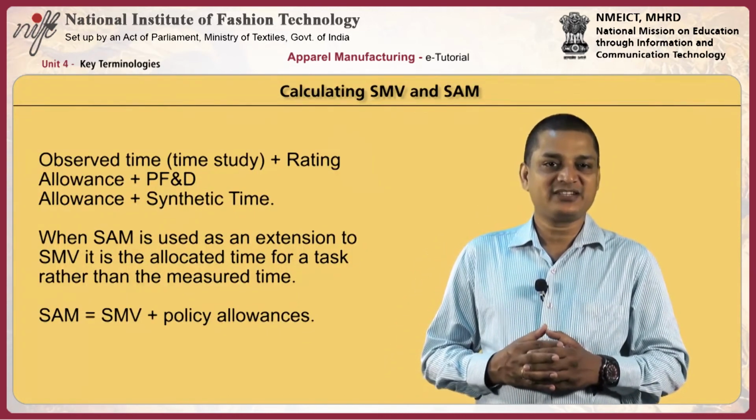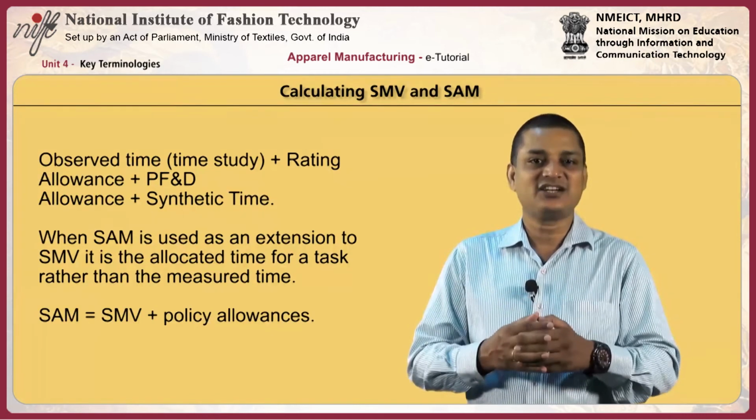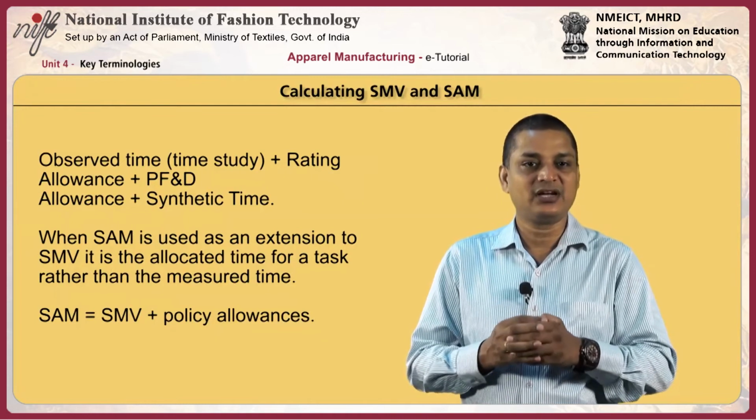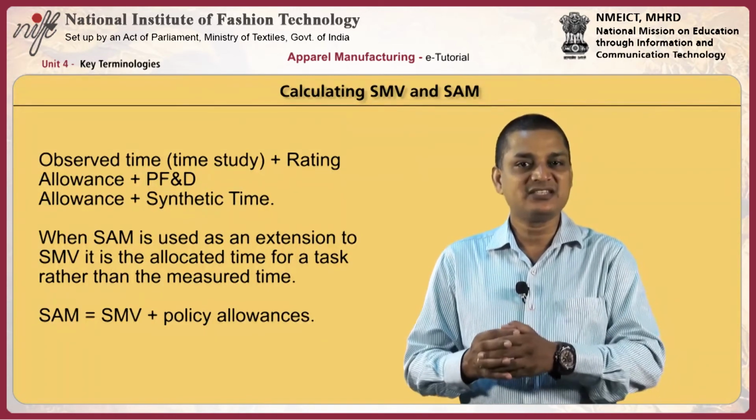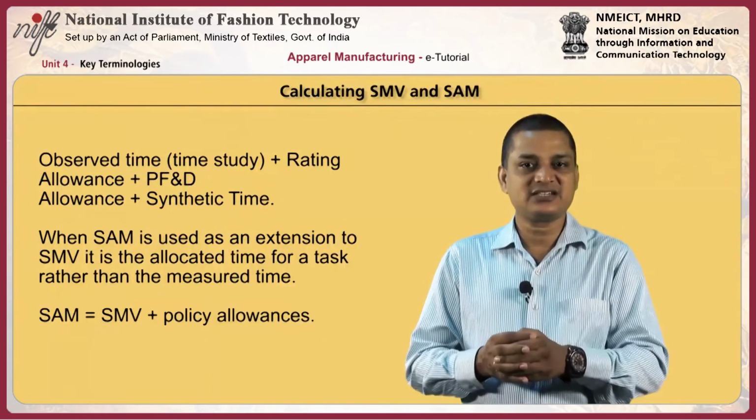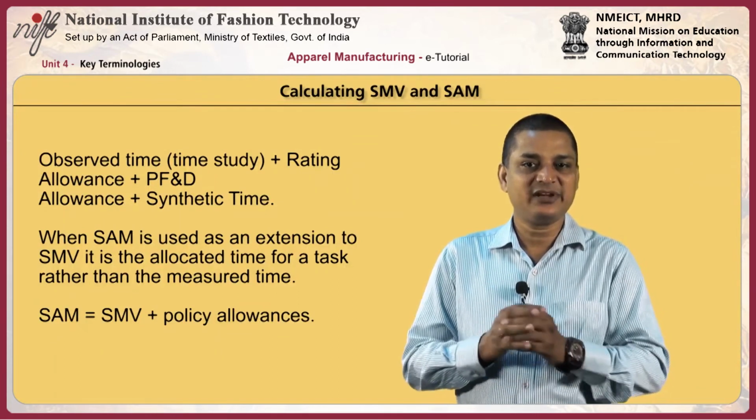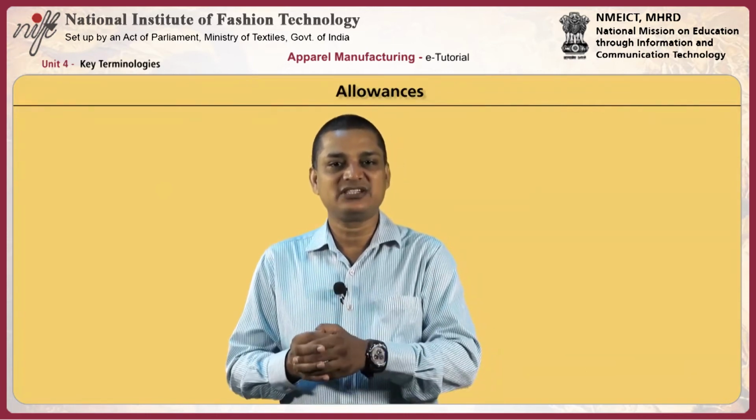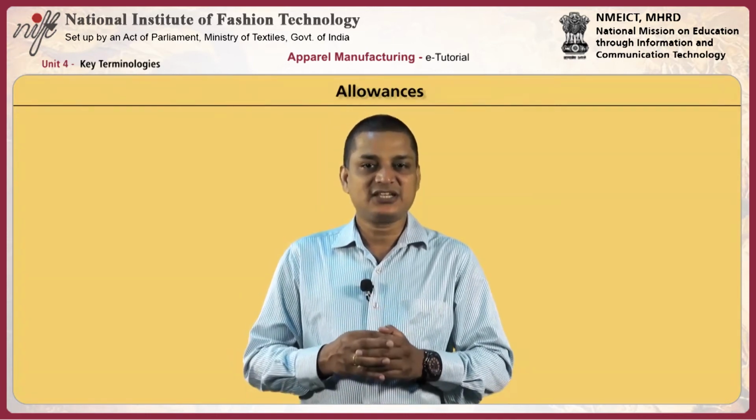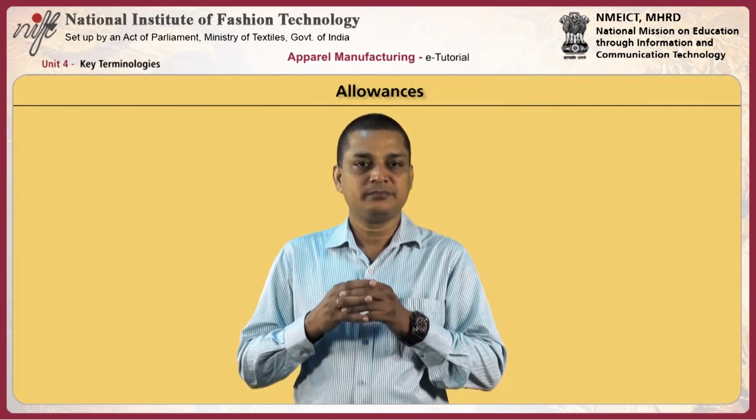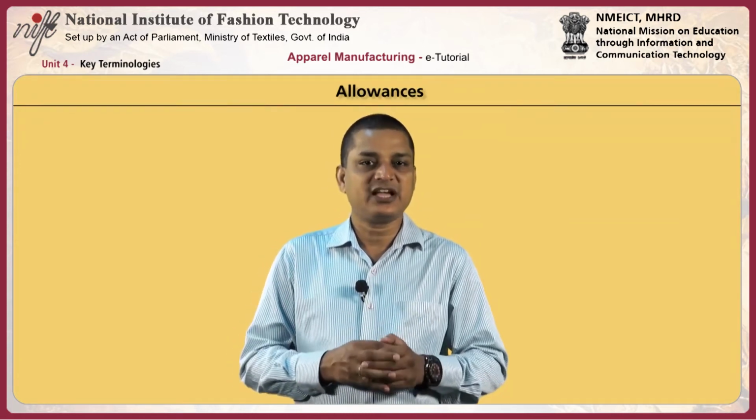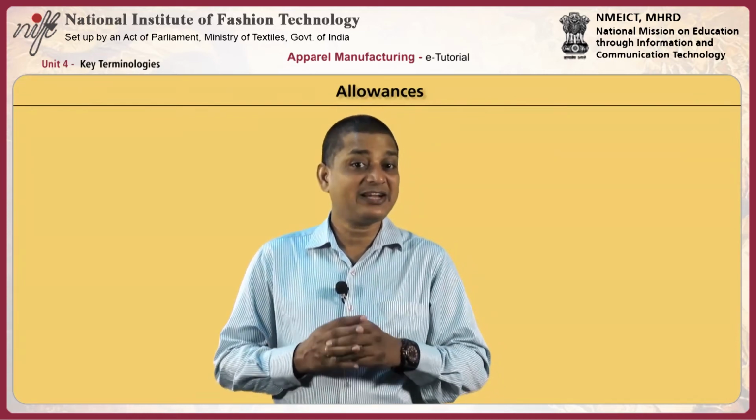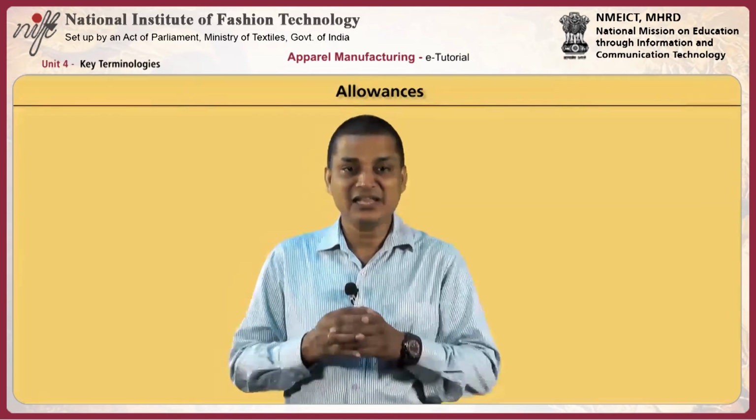When standard allowed minutes is used as an extension of single minute value, it is the allocated time for a task rather than the measured time. Standard allowed minutes is equal to single minute value plus policy allowances. Allowances are added to the 100% time determined by the time study to give a standard allowed time. This permits the average operator to earn a satisfactory wage provided there are no abnormal delays.